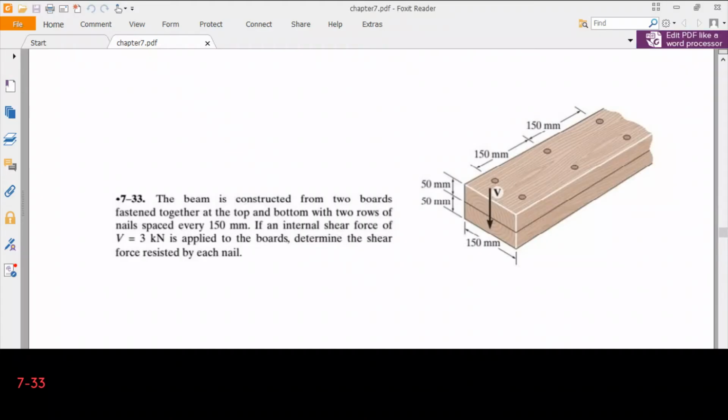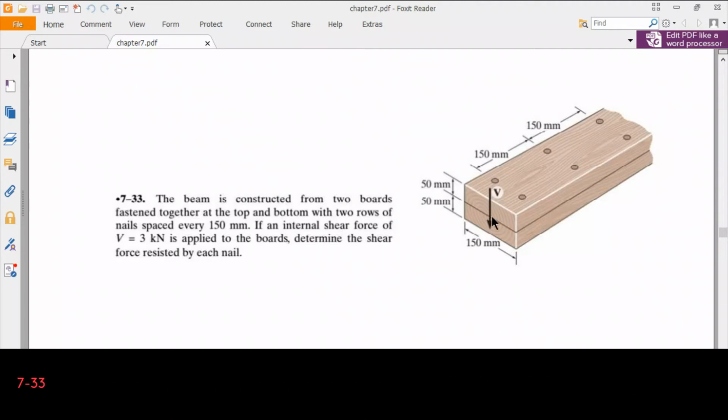Now our question is 7.33. The beam is constructed from two boards fastened together at the top and bottom with two rows of nails spaced every 150 millimeters. If an internal shear force of V equal to 3 kN is applied to the board, determine the shear force resisted by each nail. Okay, so we have two boards. As a result, we have a rectangular cross section, and it has a height of 100 millimeters and width of 150 millimeters. In fact, this rectangular beam is constructed by application of two nails at every 150 millimeters.